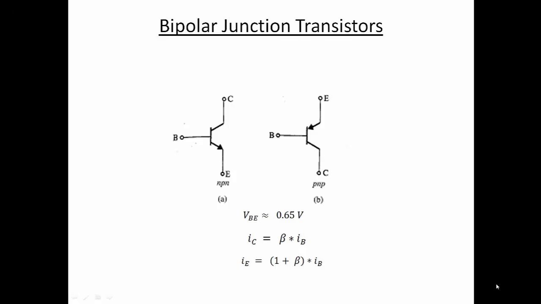For the PNP, the base to emitter voltage is the same, but for this transistor, the base must be brought at least 0.65 volts lower than the emitter before the current will flow between the emitter and the collector. We will see this in the current source and current sink applications later in the lab.